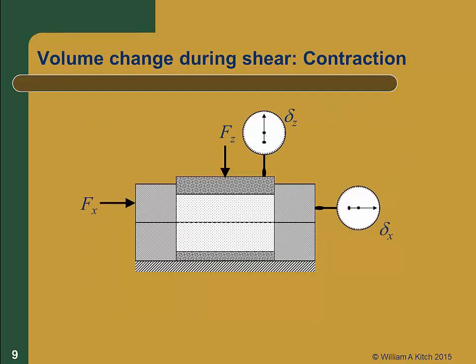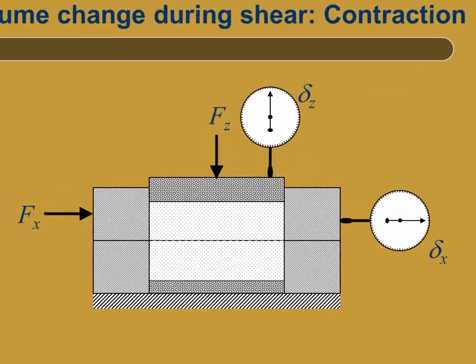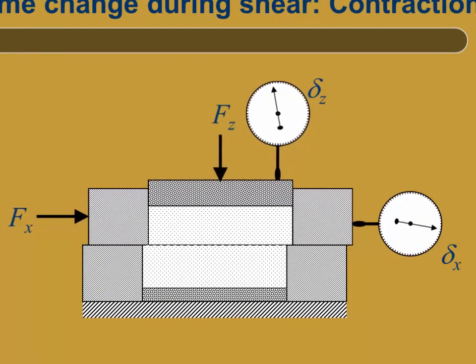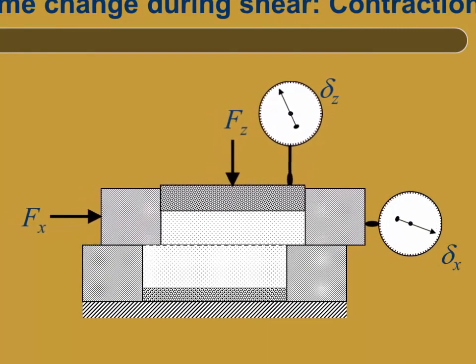The opposite of dilation during shear is contraction, or a decrease in volume. This occurs when the soil is loose and gets denser during the shearing process. In this case, the displacement at the top of the specimen will be downward, as we see here.